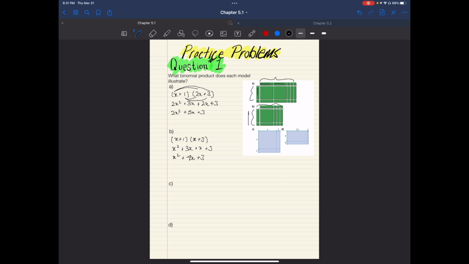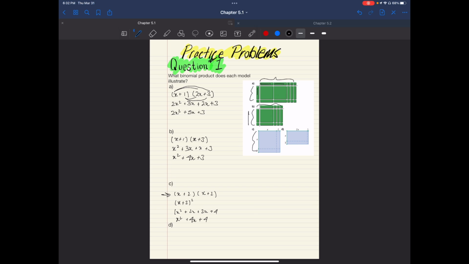Moving on to C. It's a little bit easier for us because it's written out. Along the vertical, we have x plus 2, and along the top, we have x plus 2. So that can be written as x plus 2 squared. But now if we simplify using this, we get x squared plus 2x plus 2x plus 4. Simplify: x squared plus 4x plus 4.